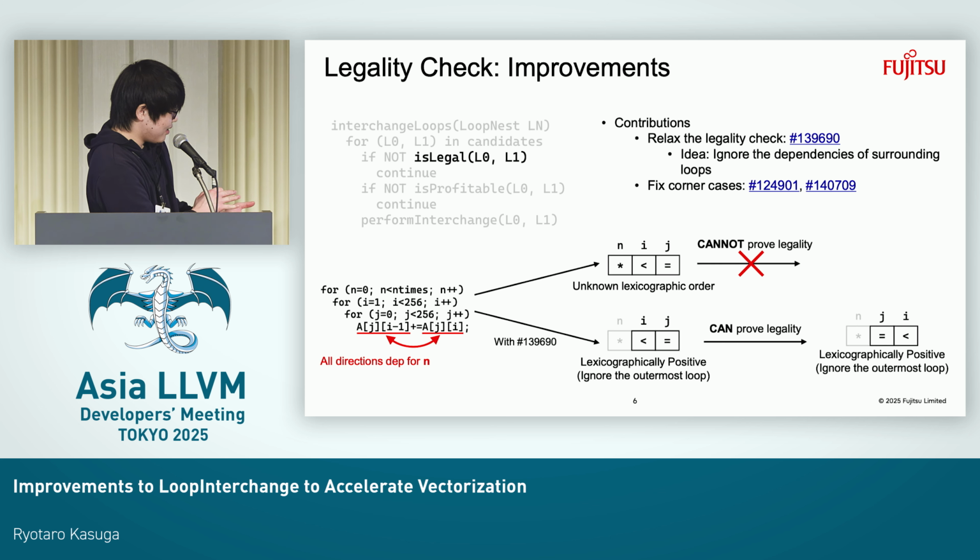loops. However, if we just want to exchange the I loop and J loop, we don't have to consider the outermost loop dependencies. So we submitted a patch to relax the restriction of this legality check, and now this loop can be exchanged. And there are other patches to fix corner cases, but they are not related to enhancing vectorization, but they were necessary to enable LoopInterchange by default.